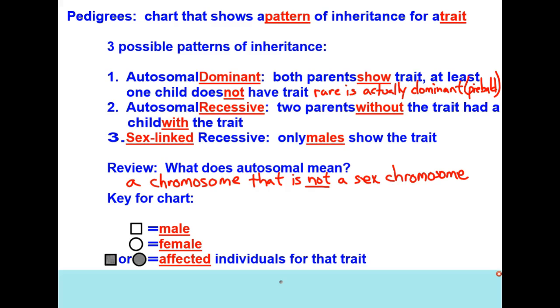Let's pause a moment here and take a look at a video that does a nice job showing how a pedigree is set up for human hair color.